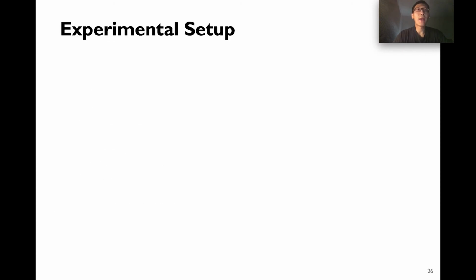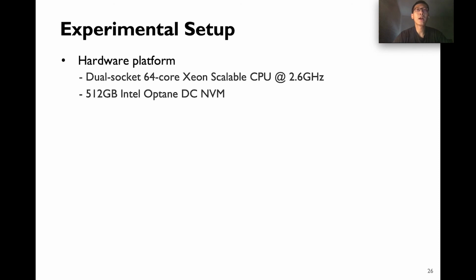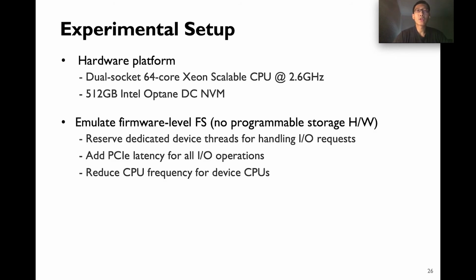We evaluate the actual benefit and efficiency of CrossFS, and we set up a set of experiments. We use a dual-socket 64-core Xeon processor with 512GB Intel Optane NVM as our storage. Due to the lack of programmable storage hardware when implementing CrossFS, we evaluate firmFS as a device driver in a Linux kernel. We reserve kernel-level threads as dedicated device threads handling I/O requests, add PCIe latency for every I/O operation, and reduce CPU frequency to match device CPU speed.